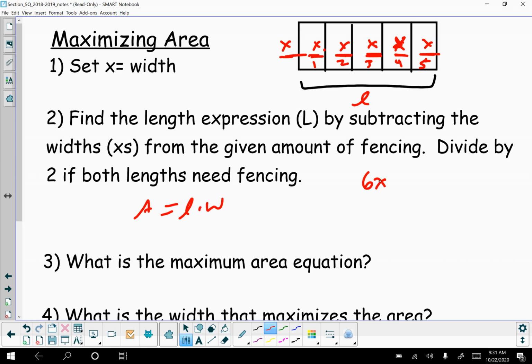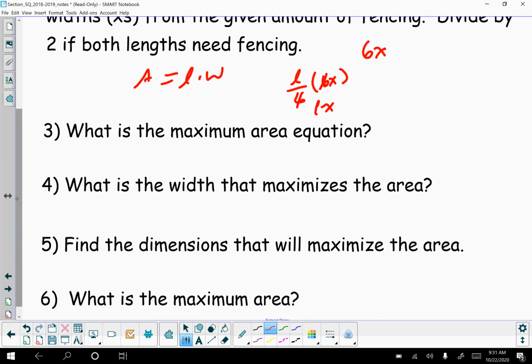Okay, so you could go L divided by 6, L divided by 6, because we have 6 equal regions, times 6x, and then of course if you cancel out, it gives you the length times the width. Okay, what is the maximum area of the equation? Okay, what's the maximum area of the equation?